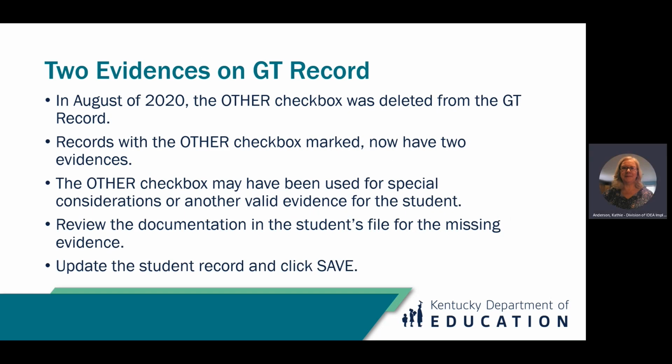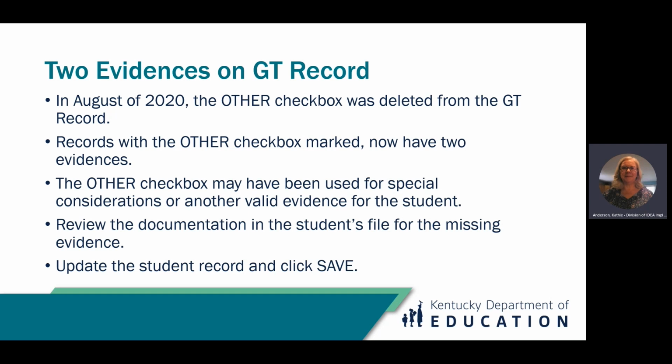So while correcting records, you may run across a record with only 2 evidences. This may seem unusual because you cannot save a record without checking 3 boxes. However, back in August of 2020, the Other checkbox was removed, and therefore some records that had Other with a blank beside it cannot be seen any longer.